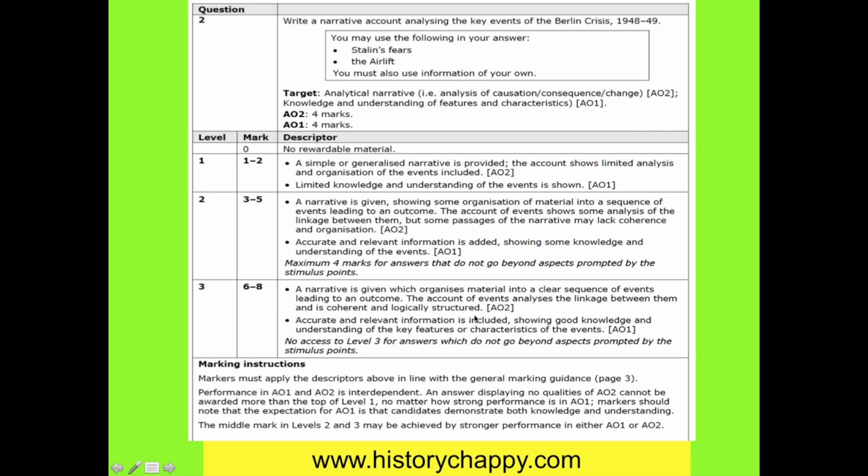And then we need good specific subject knowledge here, AO1, that shows knowledge and understanding. It says here no access to level 3, so you're basically capped here, if you do not go beyond aspects prompted by the stimulus points. You must add information of your own. Otherwise, no matter how good or sophisticated your discussion of the 2 points, you won't have access to level 3, which is obviously not what we want.